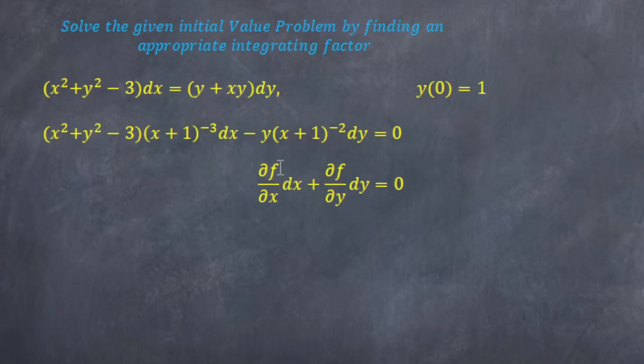But instead of writing m and n, we'll write the partial derivative of f with respect to x as our new m, and the partial derivative of f with respect to y as the n. It's just the same form M dx plus N dy is equal to 0, only we're dealing with the partial derivatives of f with respect to x and y respectively.